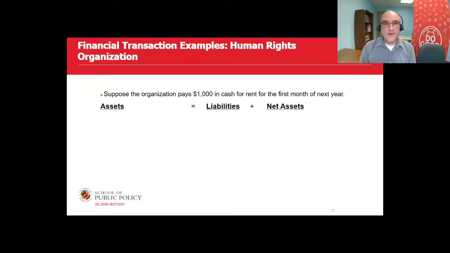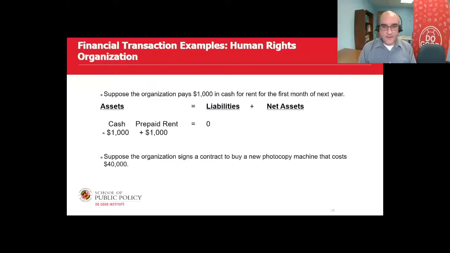Just a couple more examples. One is, what if the organization pays $1,000 in prepaid rent for the first month of next year? Prepaid rent is an asset as long as the organization has actually paid the money. That's something of value that the organization owns. If it pays cash for that, then minus $1,000 is listed under cash in the assets column, and plus $1,000 is entered under prepaid rent, also in the assets column. So the fundamental equation is in balance again with this entry.